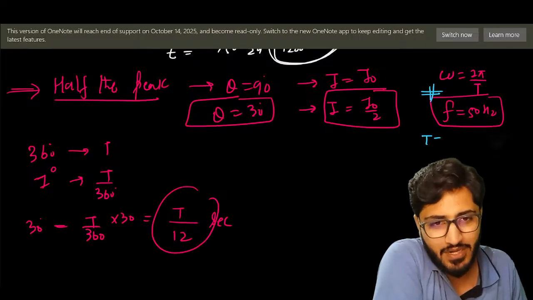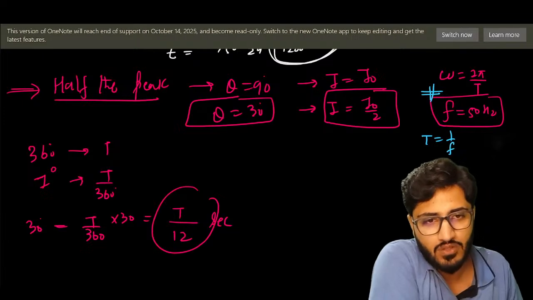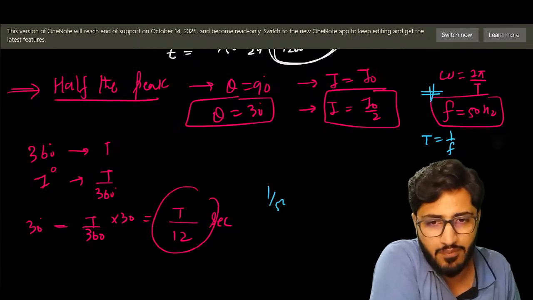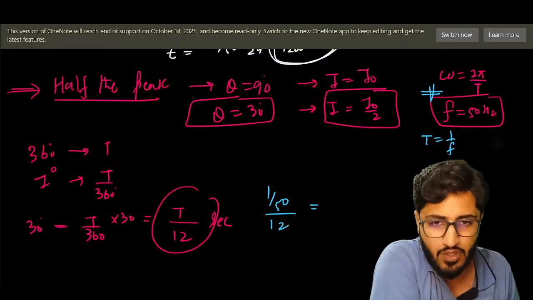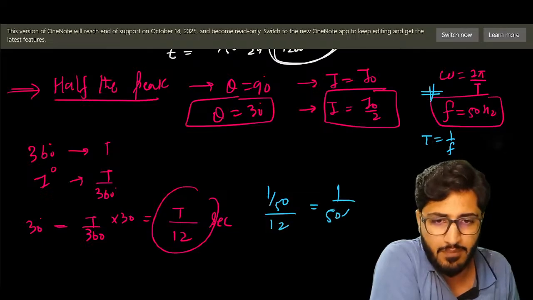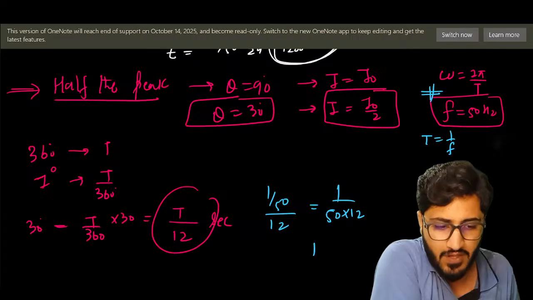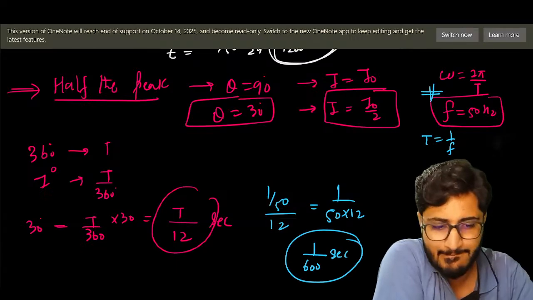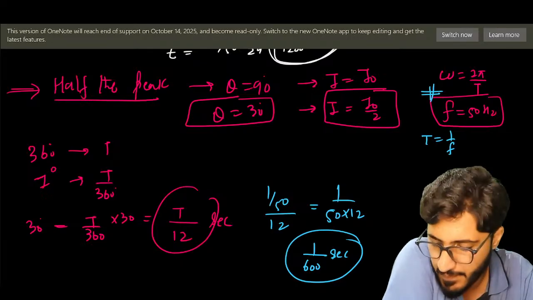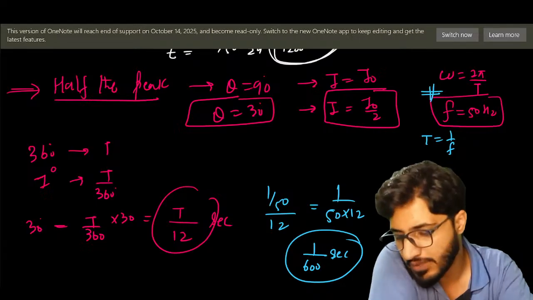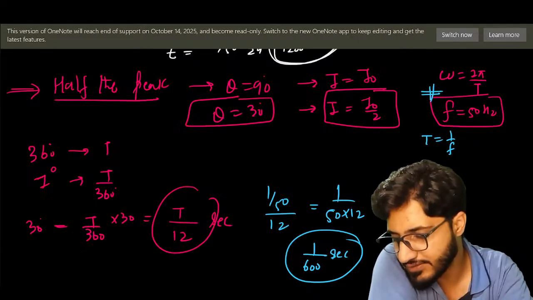Okay, so the time period is 1 by frequency. So I can write 1 divided by 50 divided by 12. My answer comes out to be 1 by 50 multiplied by 12. So my answer is 1 divided by 600 seconds.